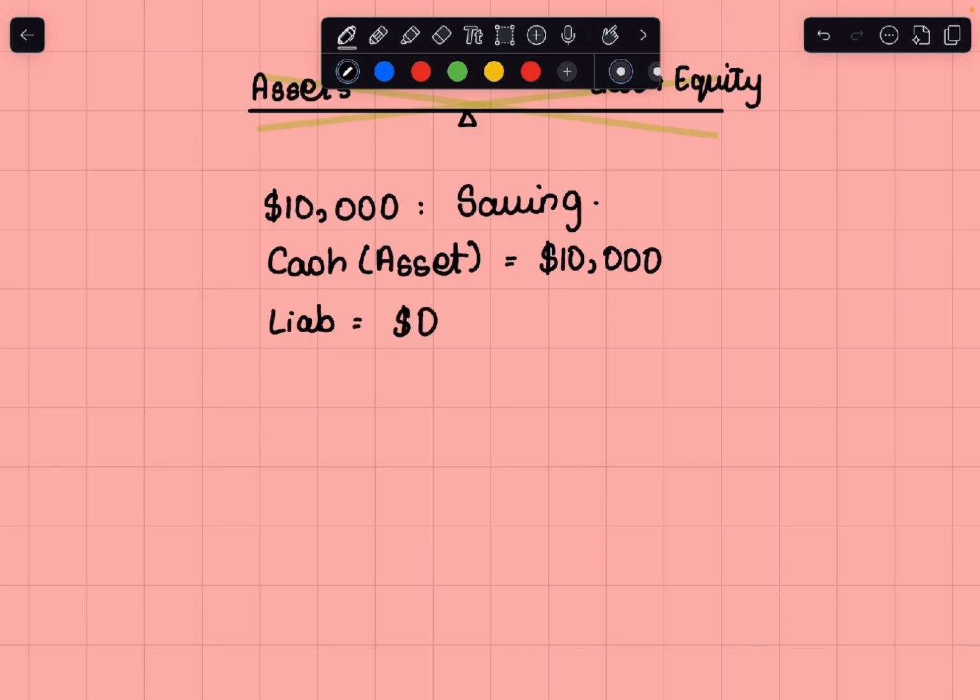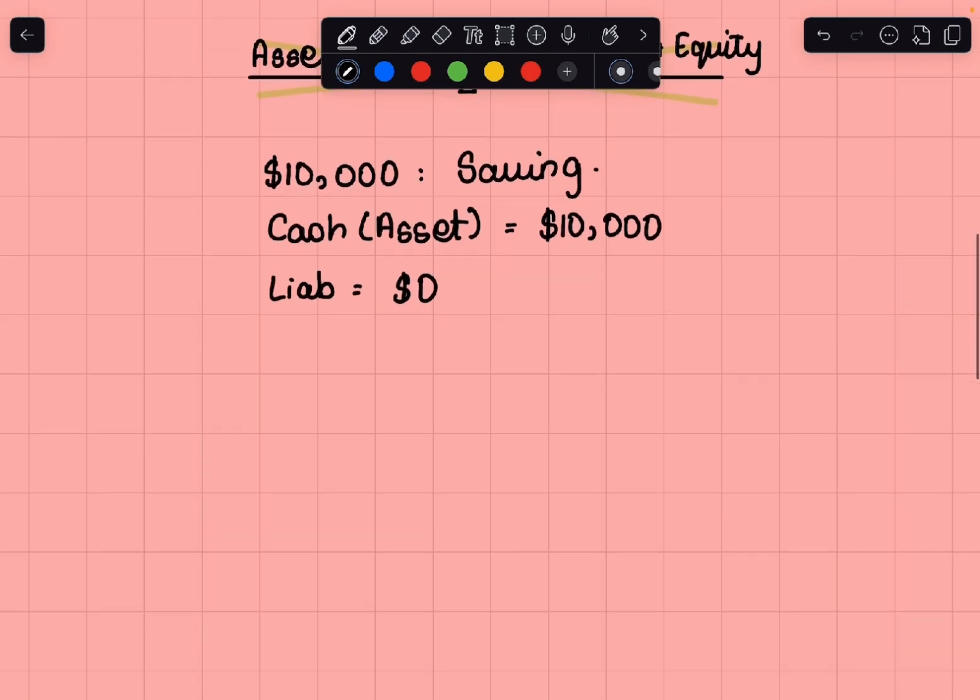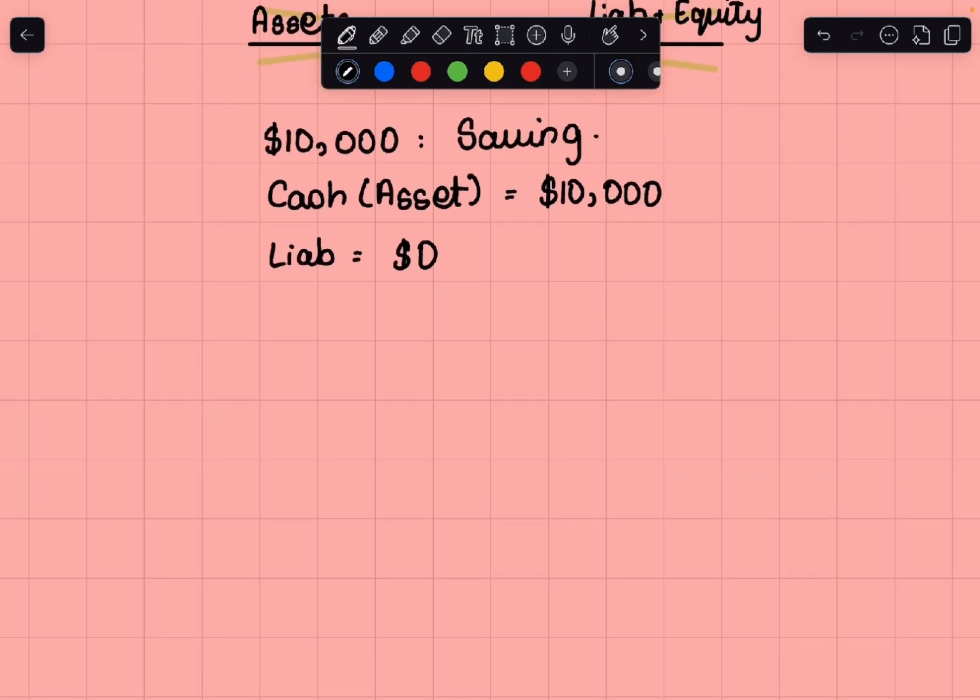Now let's put this into the same equation which we have discussed several times up until now. We can now say that your assets are equal to 10,000 plus the liability that was $0. Now over here, can you see that your assets are coming out to be $10,000 and everything seems to get balanced out by the end of the day.